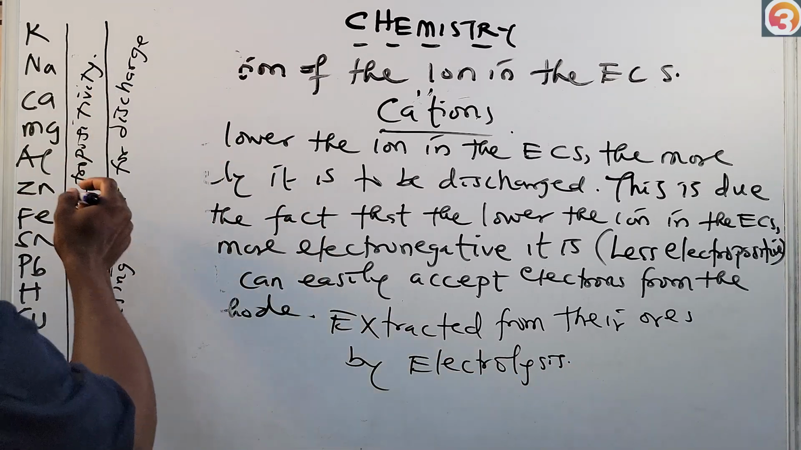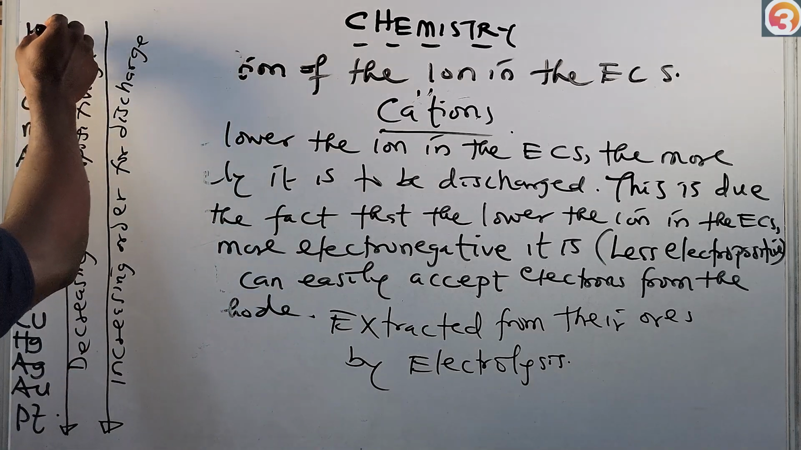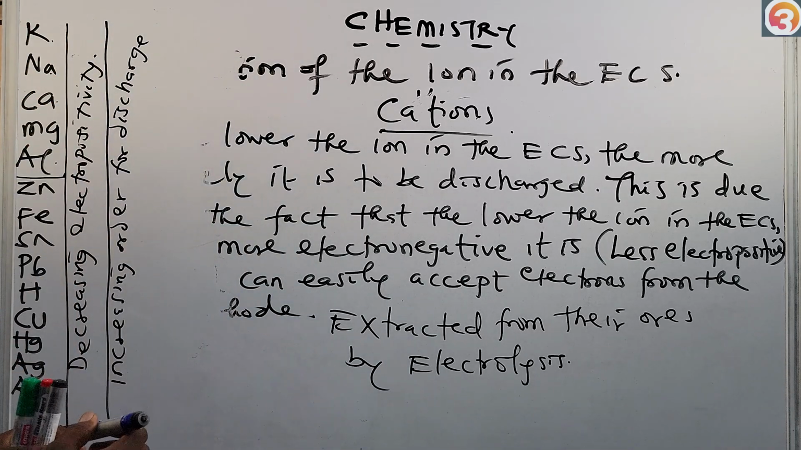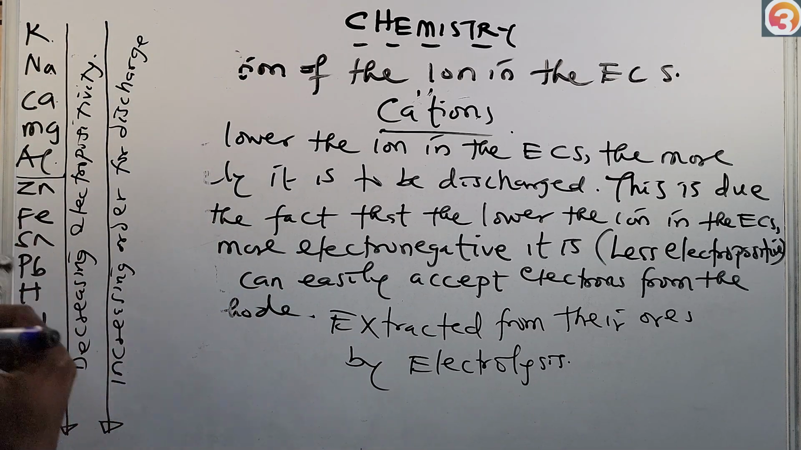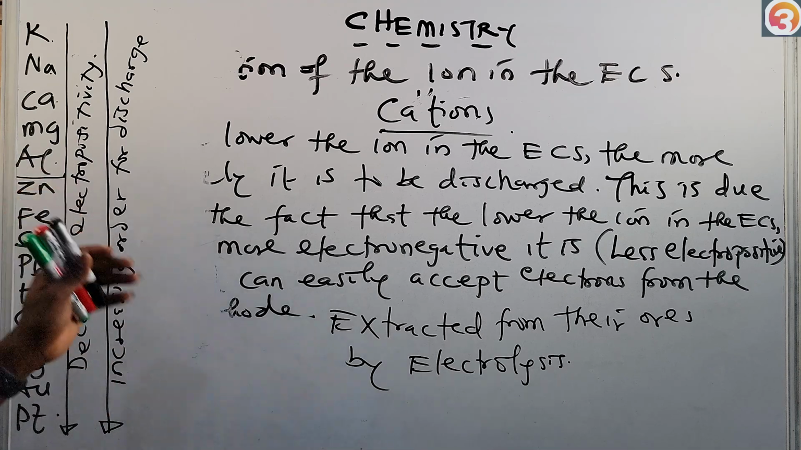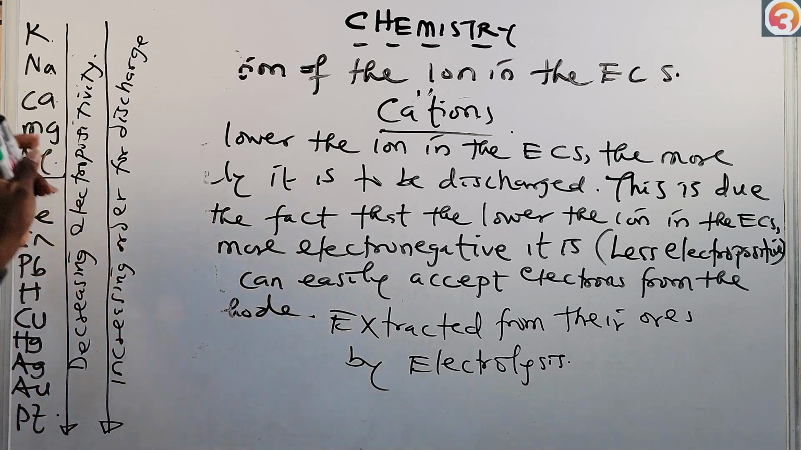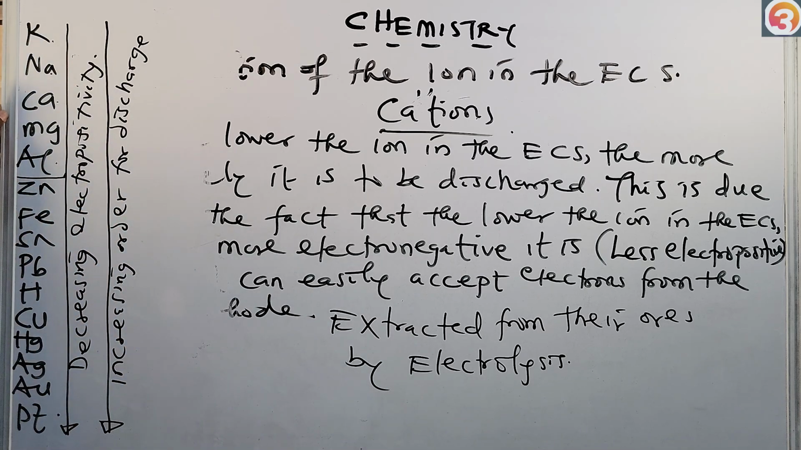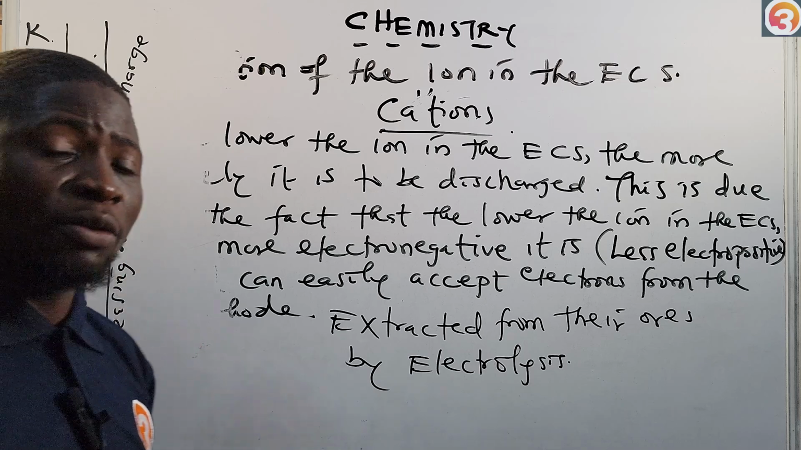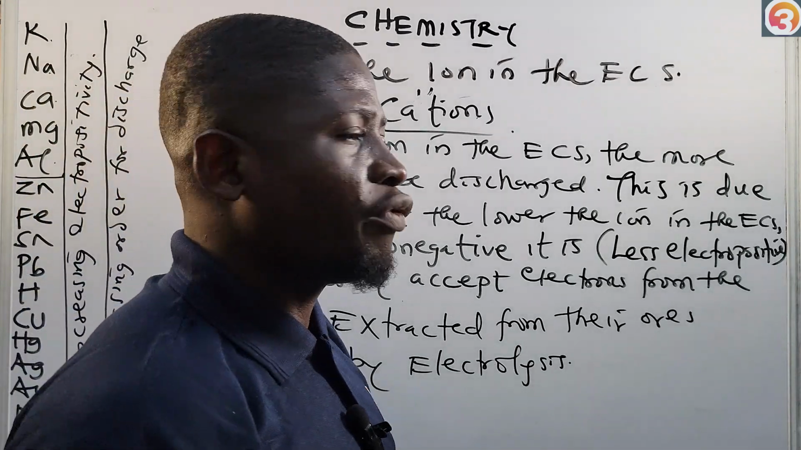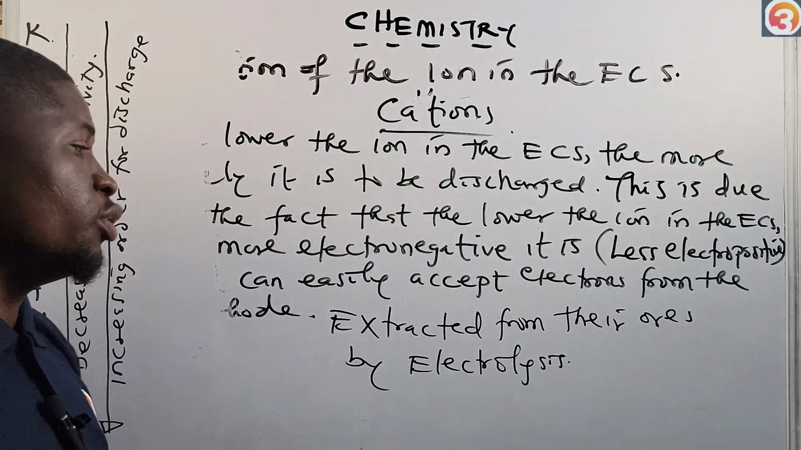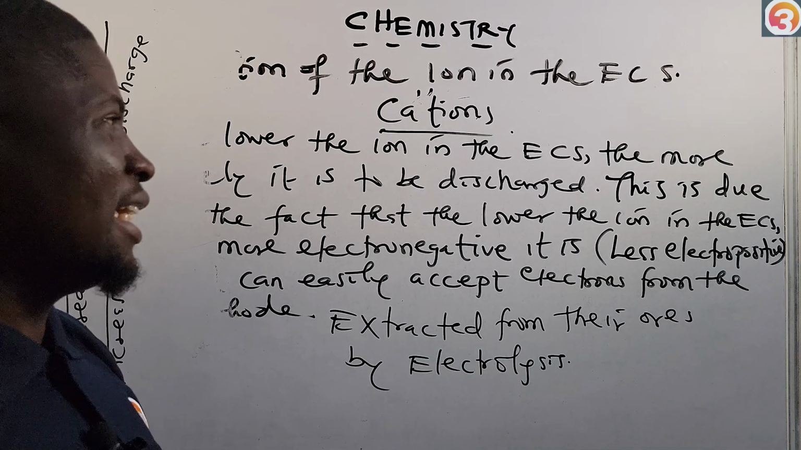So the first five, 1, 2, 3, 4, 5, calcium, sodium, magnesium, aluminum, potassium, can be extracted from their ores by electrolysis. They are the most reactive. The top ions in the electrochemical series for the cations can be extracted from their ores by electrolysis. We are going to see a question on that very soon from the O3 Schools JAMB app. So please make sure you jump on the app and get it immediately.